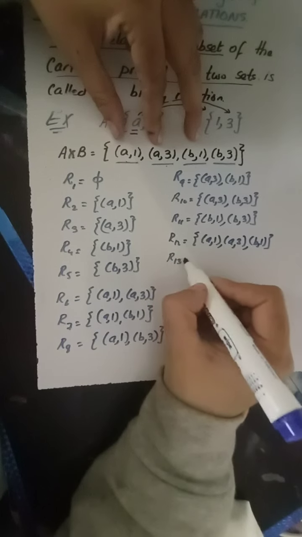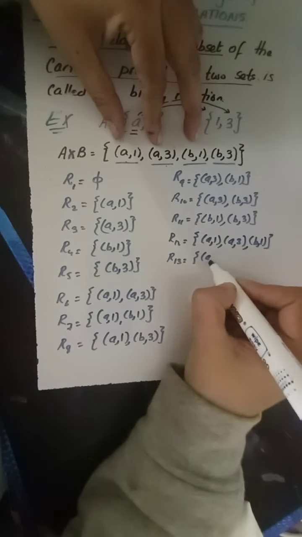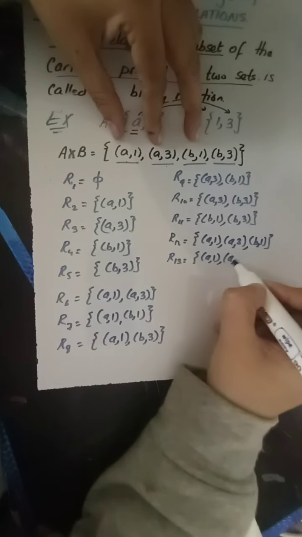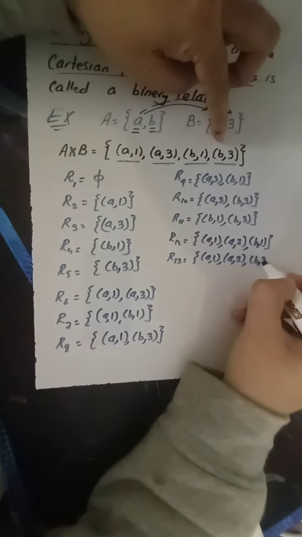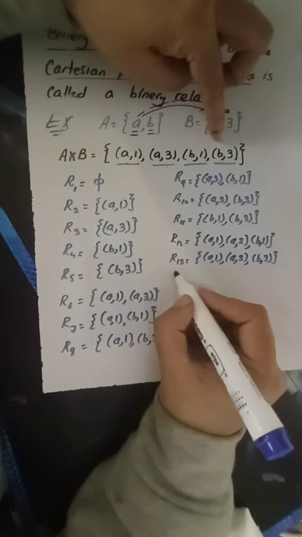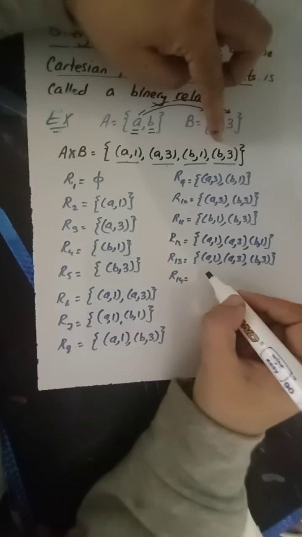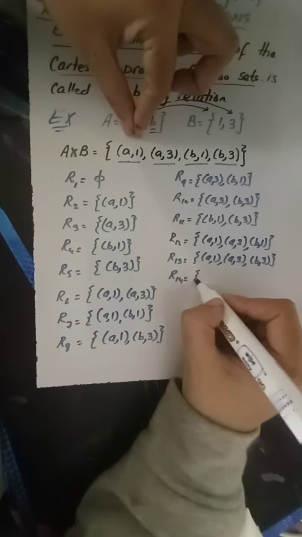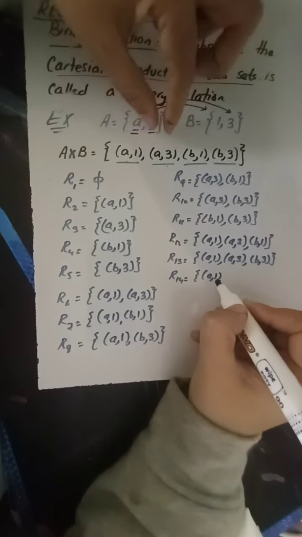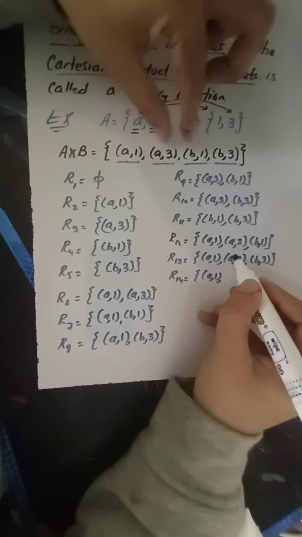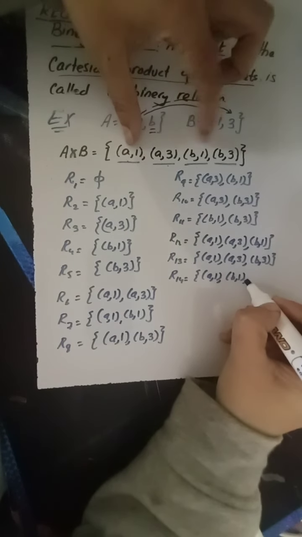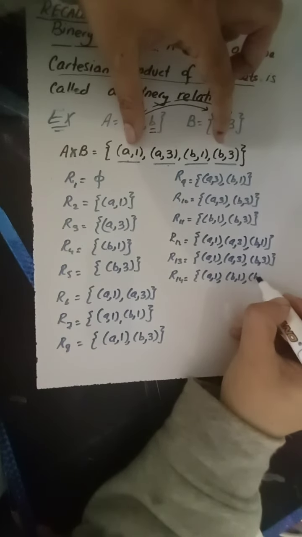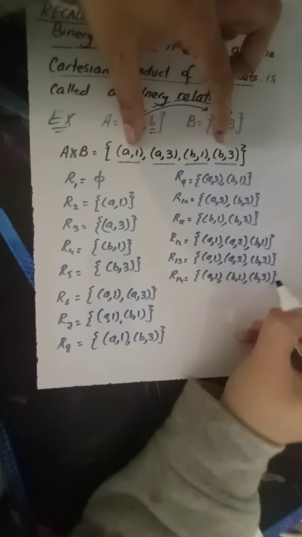Similarly, I'm going to take A1 with again A3 and use the fourth element B3. Okay, now I'm going to take A1 with, I have taken it with A3. Now I'm going to fix A1 with B1 and make its subset with B3.